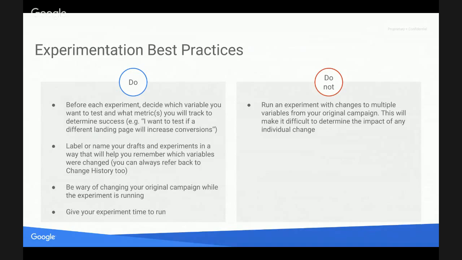Best practice would be, don't run an experiment with changes to multiple variables from the original campaign, because this will make it difficult to determine the impact of any individual change. So if you're comparing bidding strategy, just stick to the bidding strategy. If you want to test out bid increases, then stick to that. Don't make different changes in the same experiment, because it'll make it harder to determine what was the cause behind the change afterwards.